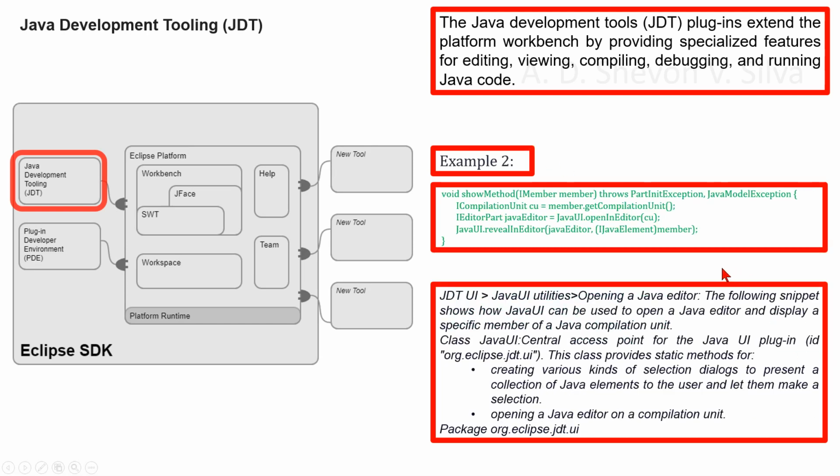Now we are considering opening a Java editor in Java UI utilities in JDT UI. The following snippet shows how Java UI can be used to open a Java editor and display a specific member.